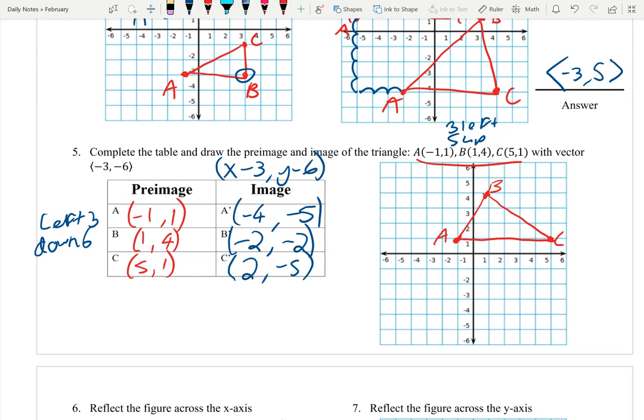So you could, of course, count left 3 and down 6, and we should end up at the same exact points. And let's see if that's the case here. So we have the point -4, -5 for A prime. And if you count that out, that is 1, 2, 3 to the left, and 1, 2, 3, 4, 5, 6 down. Exactly what the vector described. But to fill in the table, it's easier to just do the subtraction for each x and each y. So B prime is at -2, -2, and C prime is at 2, -5.